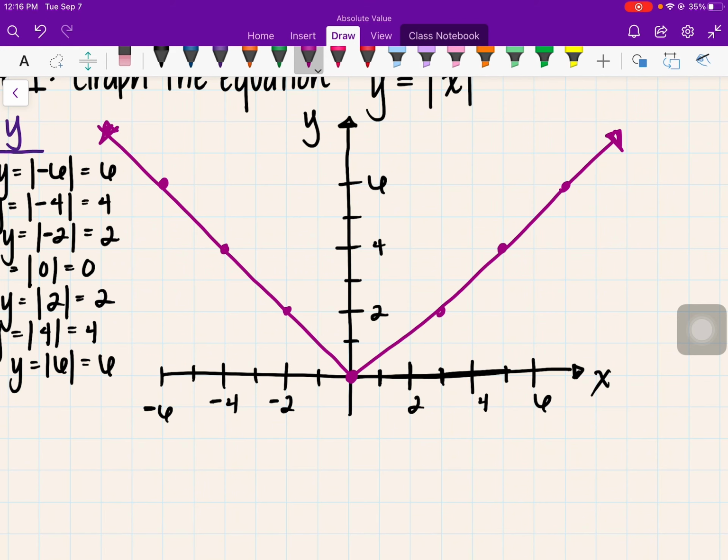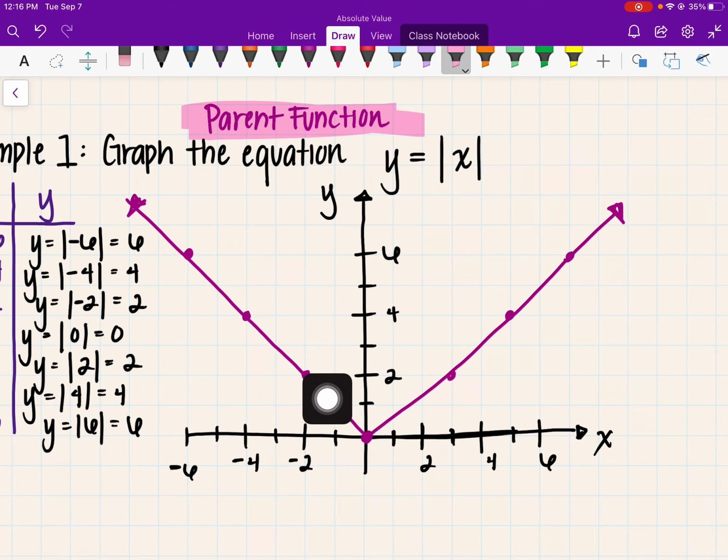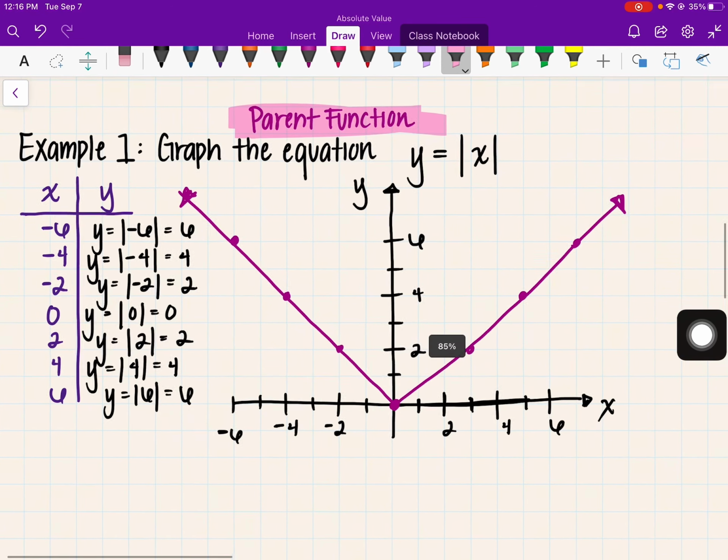In this case, guys, all absolute value graphs are going to be in this shape. They all have a V shape. Once again, this is known as a parent function, because all of the absolute value graphs will look like this. You'll have some that are flipped, some that are wider or narrower, but this is our graph here.